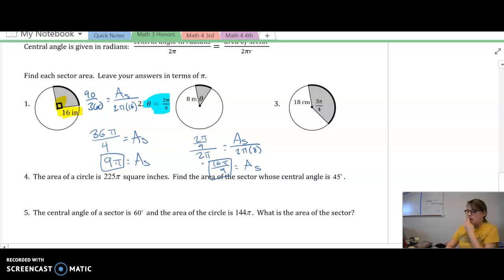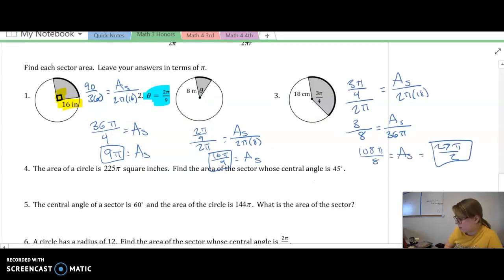Okay? Alright, so I'll do this last one with you. So then I want you to, I changed my mind. I want you to do this one on your own. So set up that proportion and find the sector area. Pause the video here. Alright, so if you did this correctly, you should get 27 pi over 2.